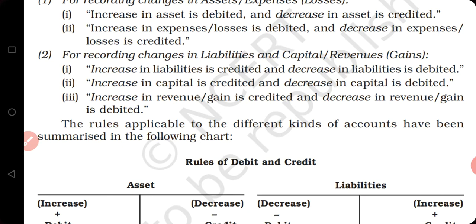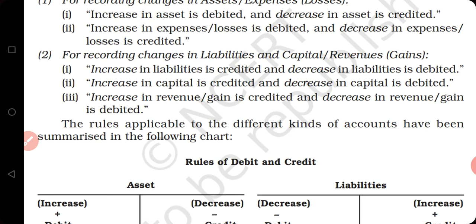So point number one, an increase in liability is credited and a decrease in liability is debited. So your balance of liability is improving, it means your credit side will be improving, and vice versa. And if your liability is decreasing, your debit side will be indicated.